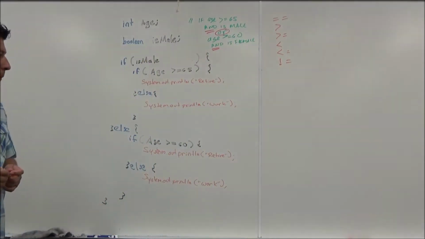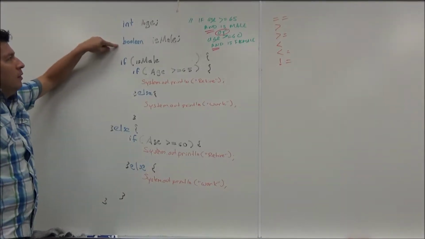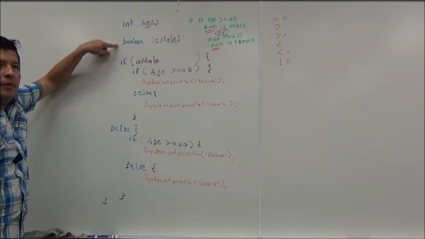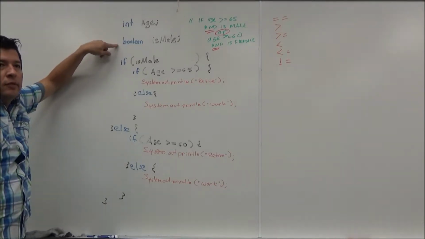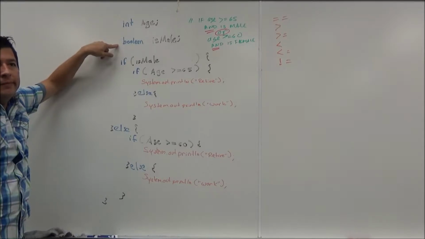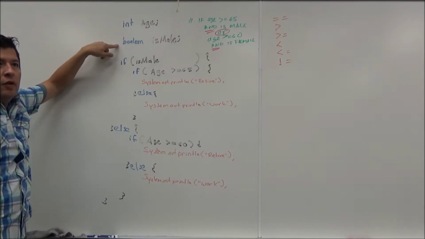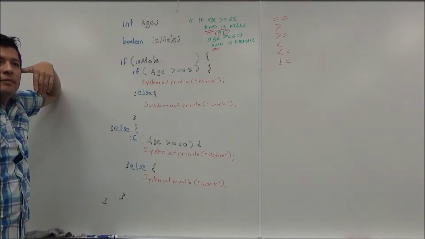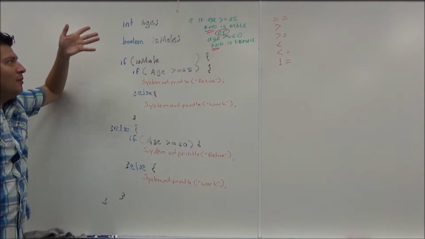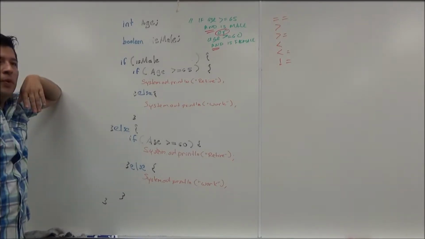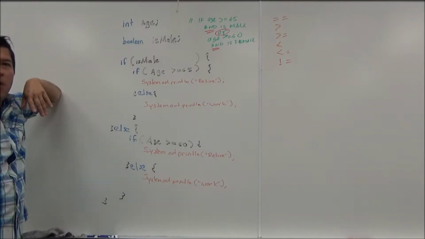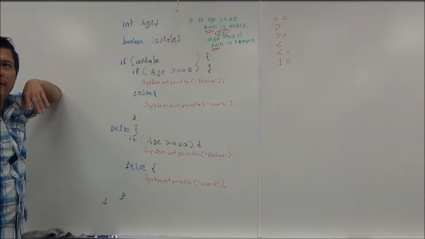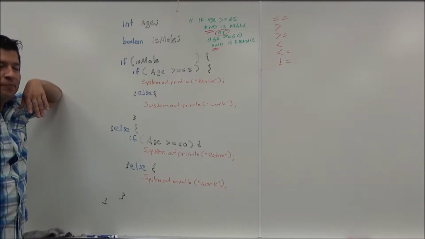For the second one, how do you know if it's female? It's just because this can only be two values, right? True or false. If it's not a man, it's a woman, right? Well, if it's not a man, what else can it be? I mean, you're writing a program, it's not an open-ended thing.